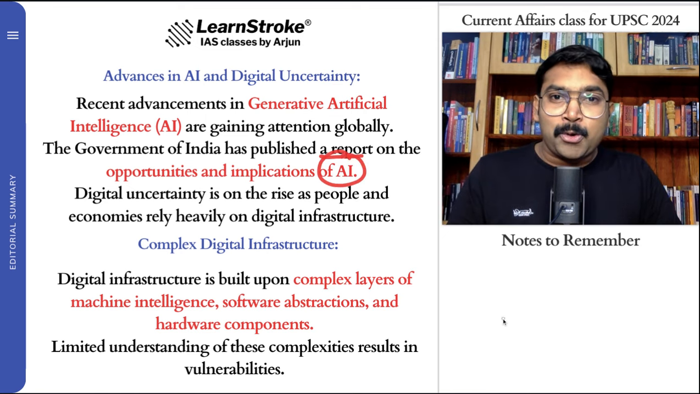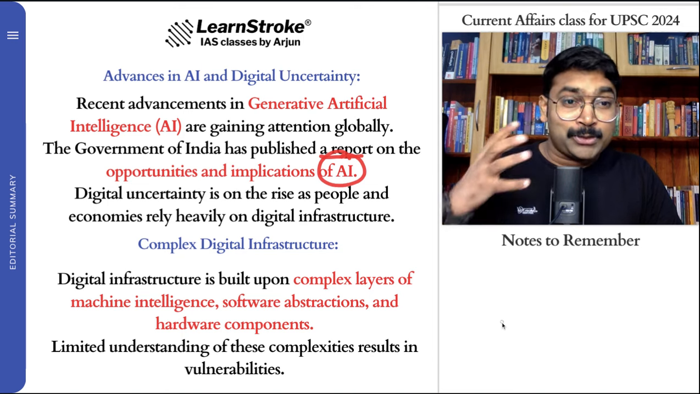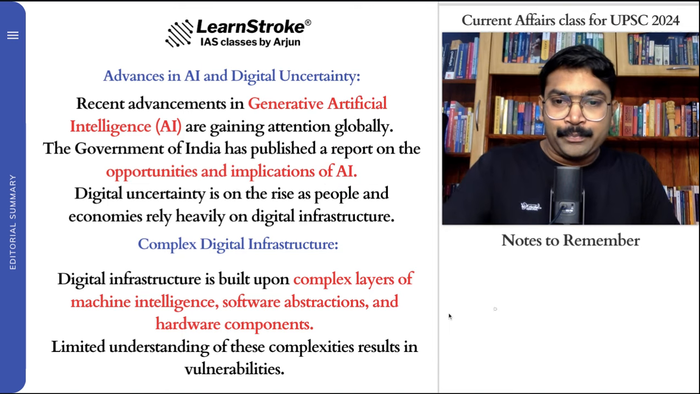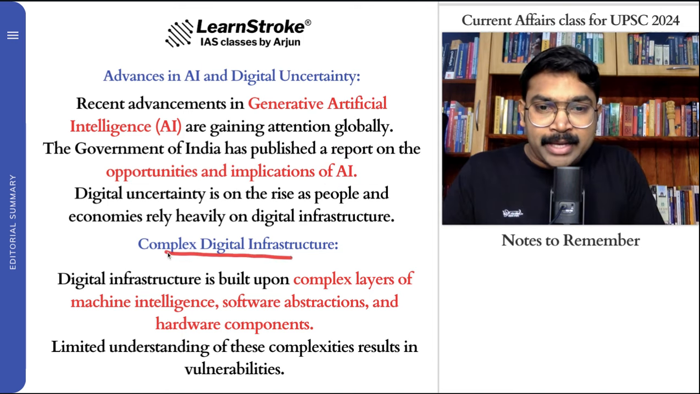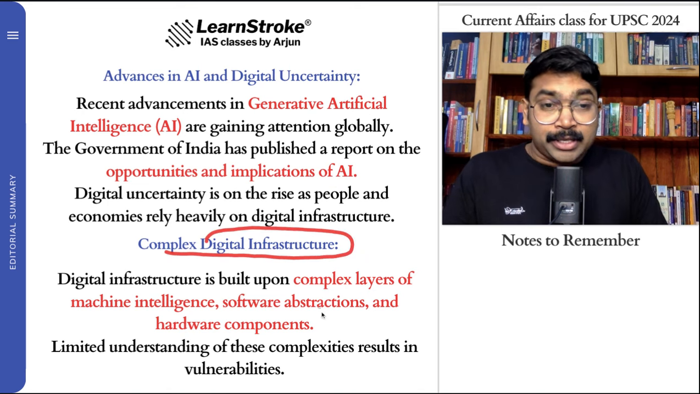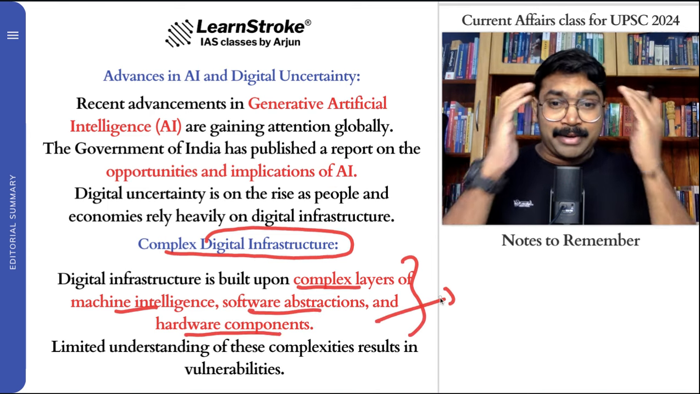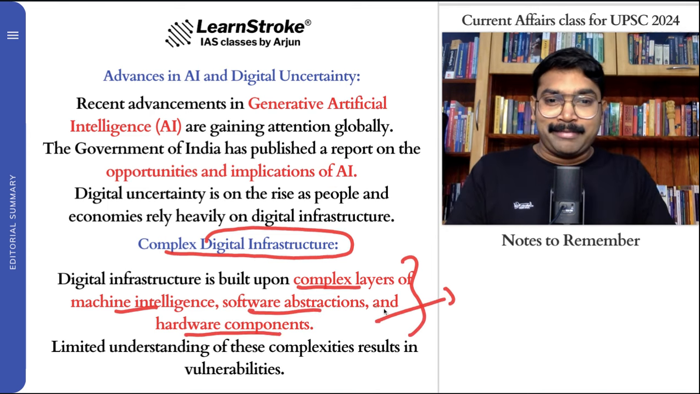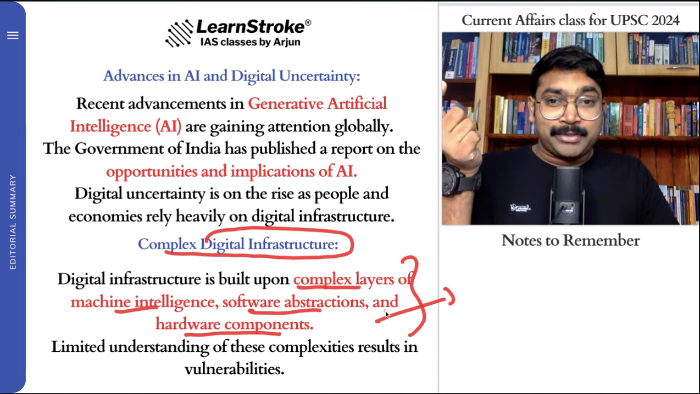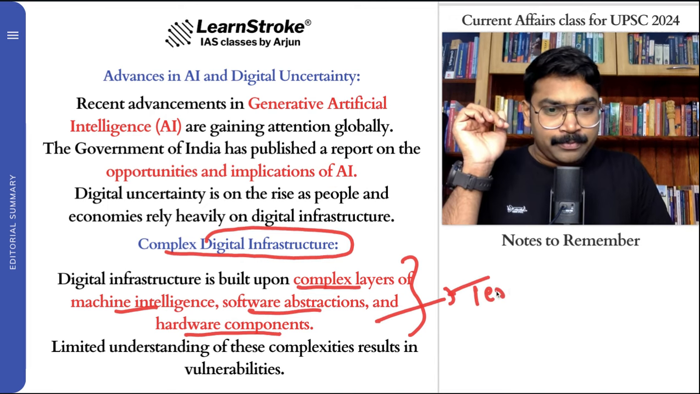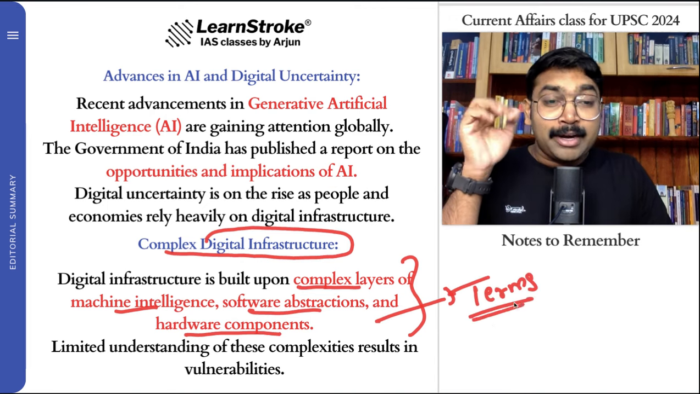Even a world controlled by humans is very difficult. But what is going to be the future with AI? It's going to have a complex digital infrastructure. The digital infrastructure is built upon complex layers of machine intelligence, software abstractions, and hardware components. This sounds very difficult. You must be feeling that it's very difficult. Machine intelligence, software abstraction, all these are terms, and these things are very difficult to learn by terms.